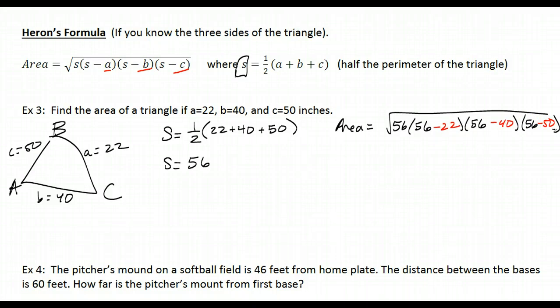Now, I'm noticing that for some of these more complicated formulas, people are typing them in incorrectly because there's lots of different parentheses you're trying to throw in there. I would recommend, before you type this into your calculator, find what each of these parentheses are. And you can kind of do that in your head too, right? 56 subtract 22 is 34. 56 subtract 40 is 16. 56 subtract 50 is 6.